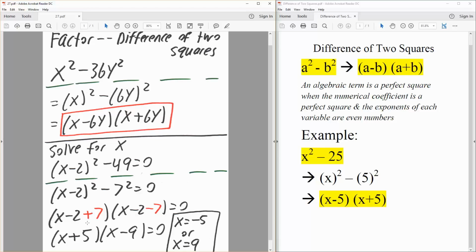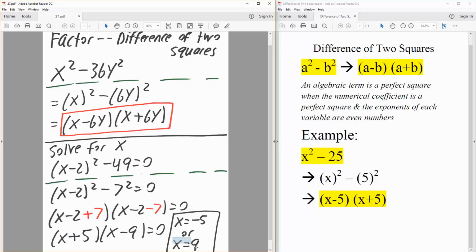And so our final answer would be parentheses x plus 5, because negative 2 plus 7 is plus 5, and parentheses x minus 9, because minus 2 minus 7 is minus 9, is equal to 0. And since we're solving for x, our value of x would be x is equal to minus 5 or x is equal to 9, because if x was negative 5, we would have negative 5 plus 5, which would be 0. 0 times any number is 0.